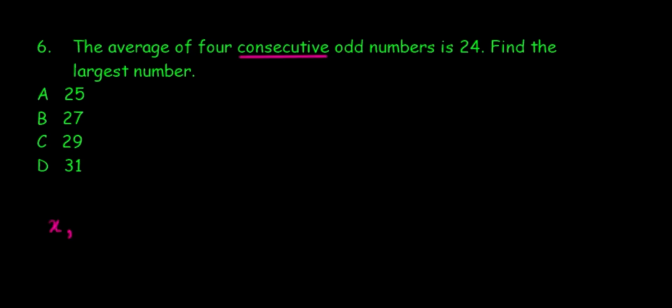let's just say x. The second number would then be 1 more than x, makes sense, right? If the first number is 2, the next one should be 3, which is 1 more than the previous one. The one after should be 2 more than the first one. 2 plus 2, 4, makes sense, right? So this is if I'm specifying consecutive numbers.